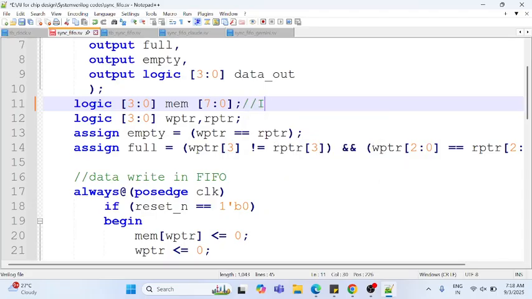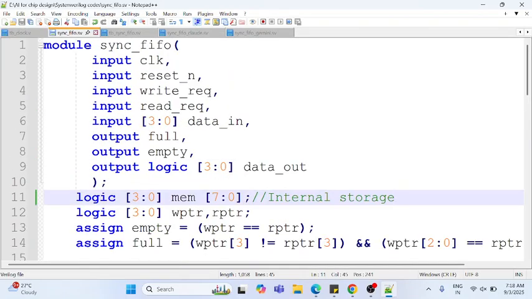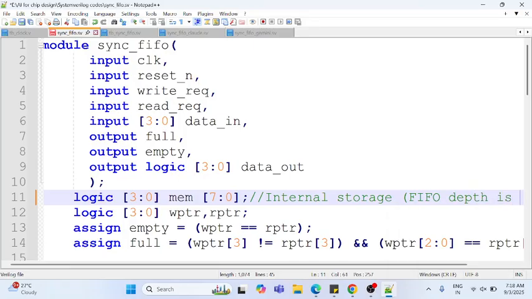This is for internal storage. Like our SRAM, where we have internal storage, we will have this thing also. The FIFO depth is 8 in this case.